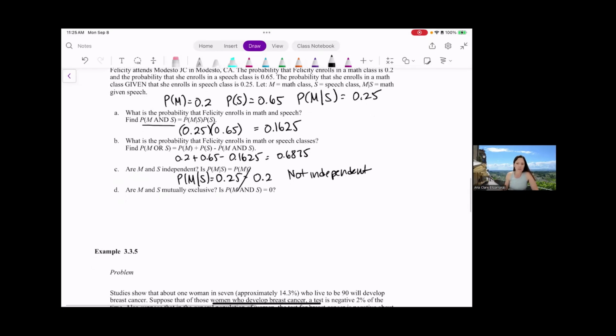Are they mutually exclusive? Remember, to be mutually exclusive, their intersection needs to be 0. You can't do math and speech. Well, we clearly have math and speech. We calculated that in part A. That is not 0. So no, they are not mutually exclusive.